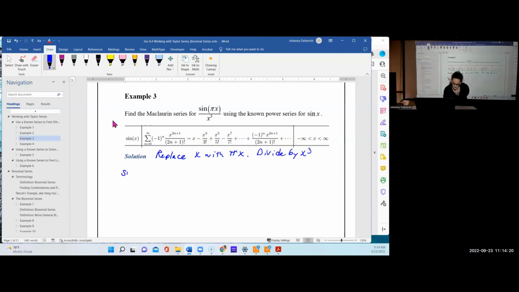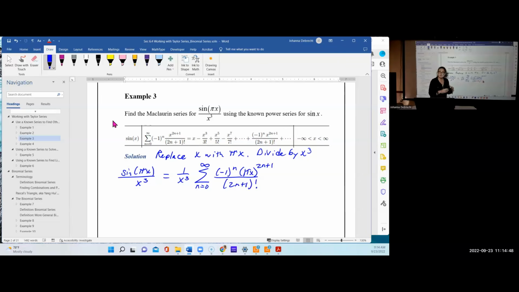So we have the sine of pi x divided by x cubed has to be 1 over x cubed, leaving that on the outside for now, times the series from 0 to infinity of -1 to the n. And then I'm going to replace the x with pi x. The power is 2n plus 1 over 2n plus 1 quantity factorial.